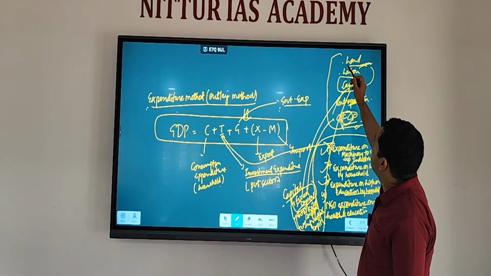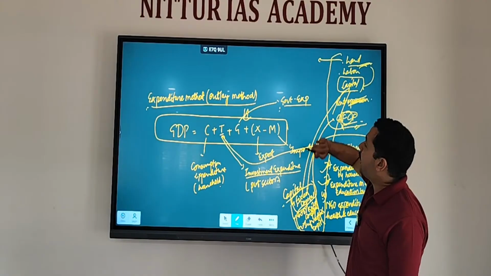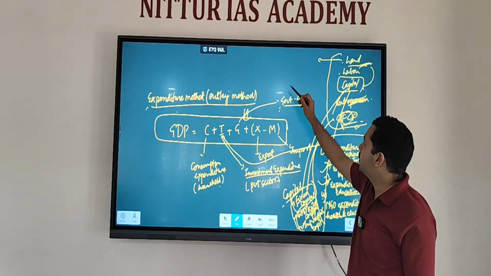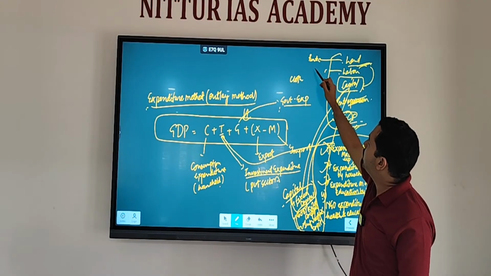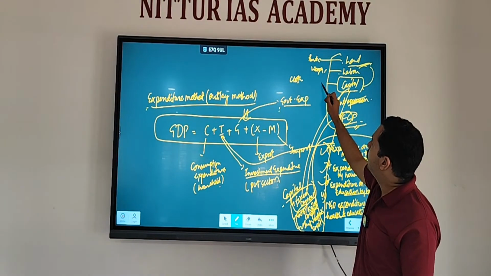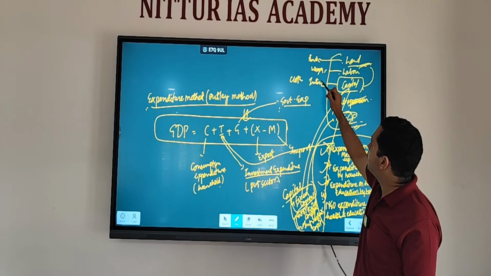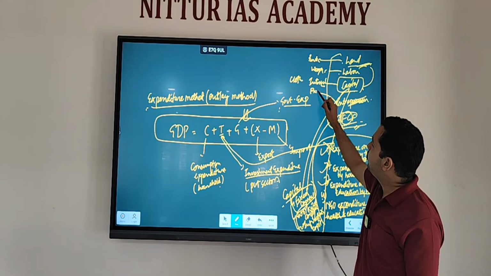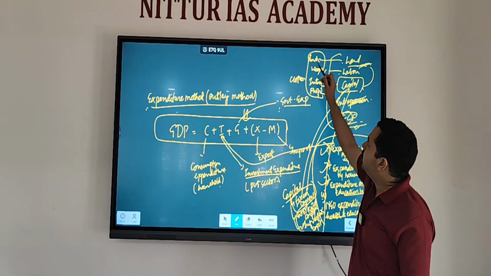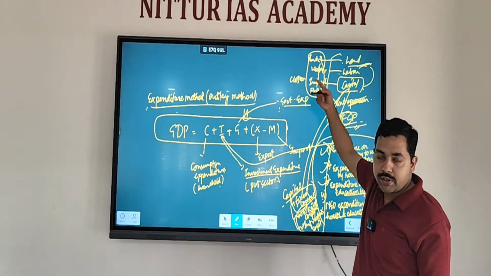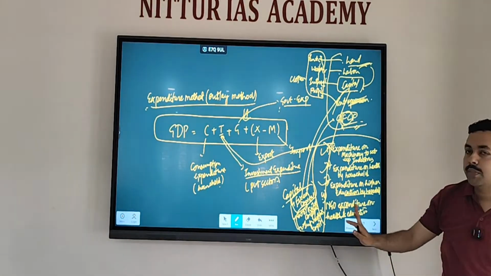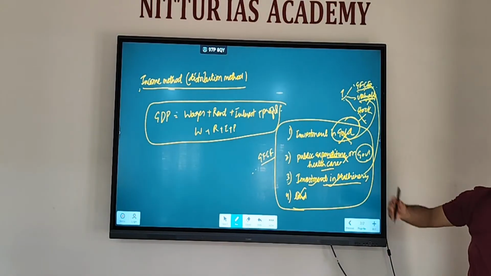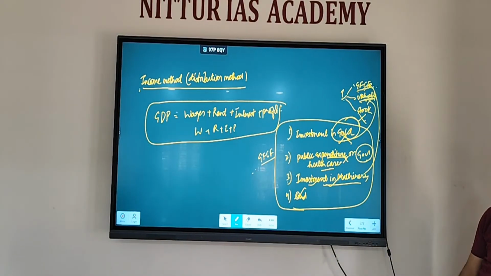Fine. So when we are producing something, let's say cloth, on the land what income is being generated? Rent. On the labor, what is being generated? Wages. On the capital? Interest. On the entrepreneur? Profit. So when we are producing anything, certain incomes are being generated. When we are measuring this income, it is called the income method. Clear? Any doubt regarding this particular thing?